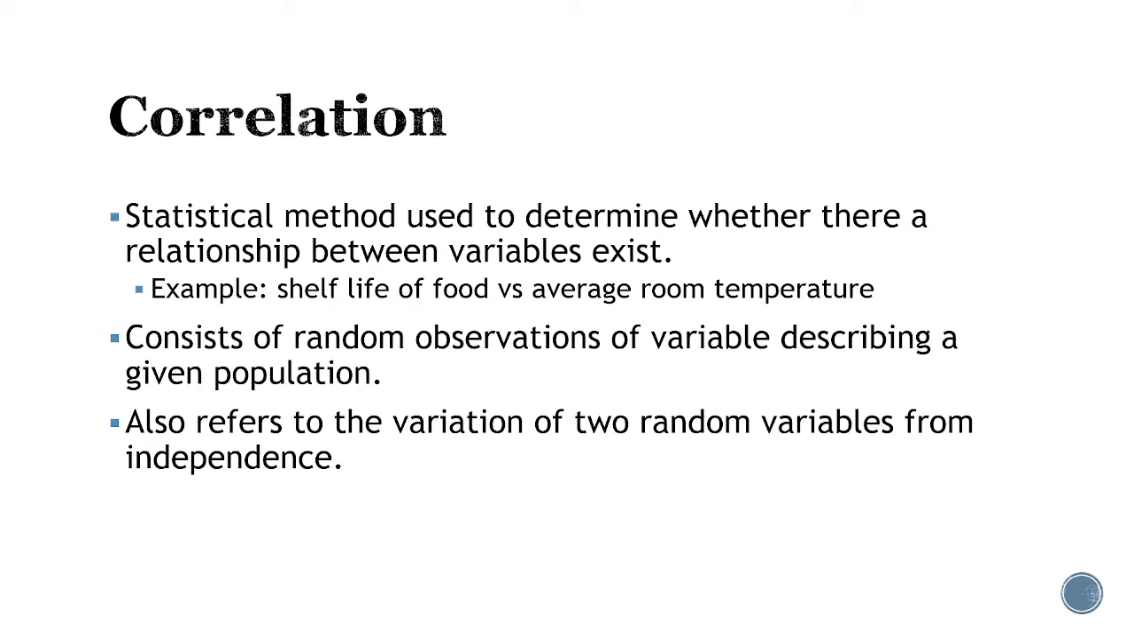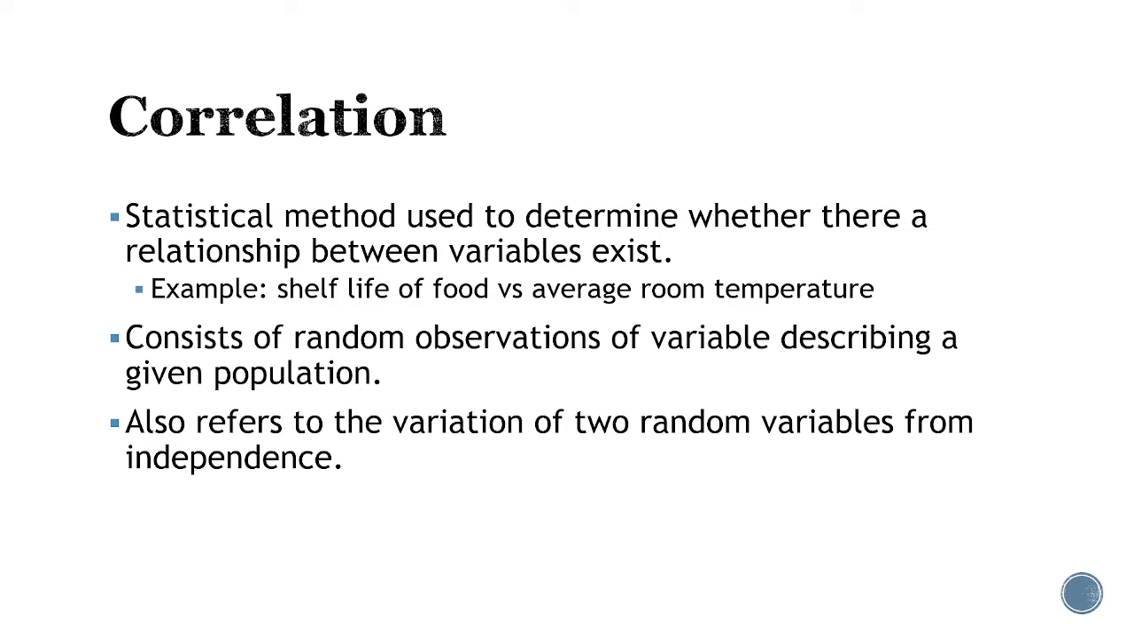Yung variables natin para dito sa first example ay yung shelf life ng food at yung average room temperature. And for that other example, ang variables natin doon ay yung length ng time ng review and yung score na pwedeng makuha natin sa exam. So for correlation, it consists of random observation of variables describing a given population. So basically, when we are talking about correlation, we will be examining the observations, and in some sense, in our definition of terms, we will be talking about the samples. We will be just looking into the samples.